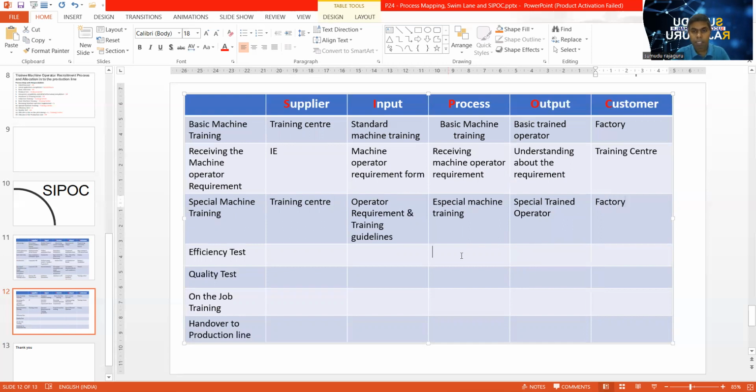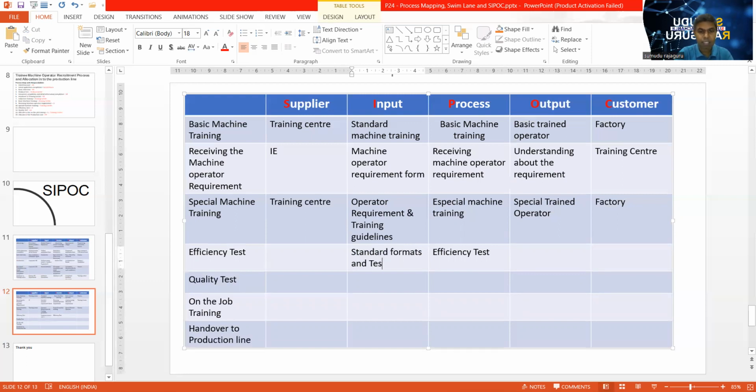Okay. Then efficiency test. Efficiency test. Okay. Then what is the input? Standard formats and test. Okay. The output: passed operator.